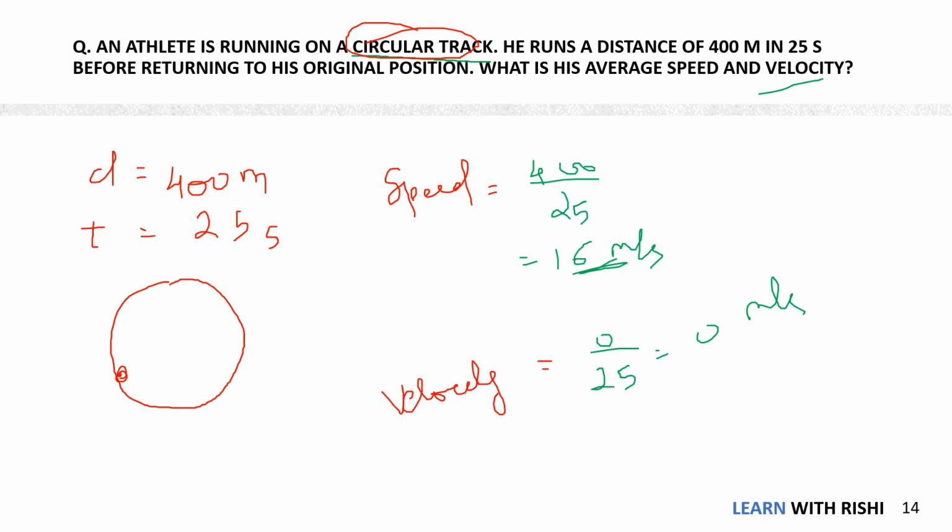And when you solve in your exams, you need to mention the given data, like distance is 400, time is 25 seconds. Then you need to write the formula also. Speed is distance upon time. Then you will solve the question step by step.